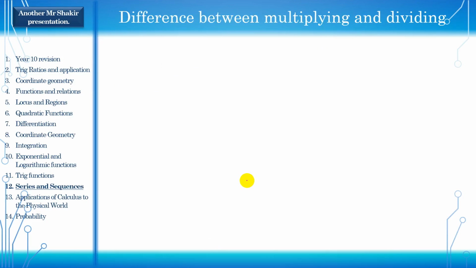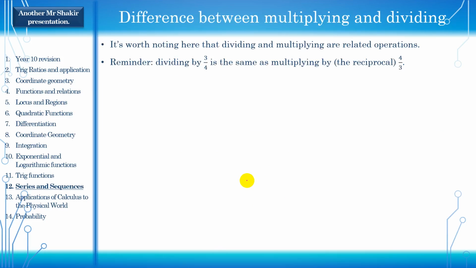Now, something I just like to point out, the difference between multiplying and dividing. Dividing and multiplying are related operations. So if you remember your fractional operations, dividing by 3 over 4 is the same as multiplying by the reciprocal of 3 over 4, which is 4 over 3. You just flip it and you multiply. Remember in fractions, if you had to divide 2 fractions, you flip the second fraction and then you multiply. So I guess the idea is, if you flip it, you can just multiply it. So dividing by 2 is the same as multiplying by a half. You just flip the 2, 1 over 2.